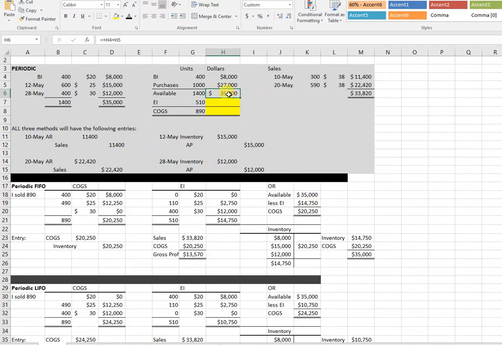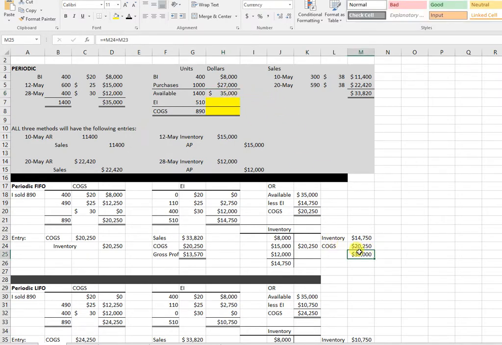So this is available. There's only two things that can happen to inventory. It's either sold or still here. So I could compute ending inventory of 14,750, and I could back into cost of goods sold, or I could compute cost of goods sold and back into inventory, just everything left. That's really a shortcut way to do it. If you just have a few layers, sometimes it's easier to compute both and then check to make sure they both add up to 35,000.